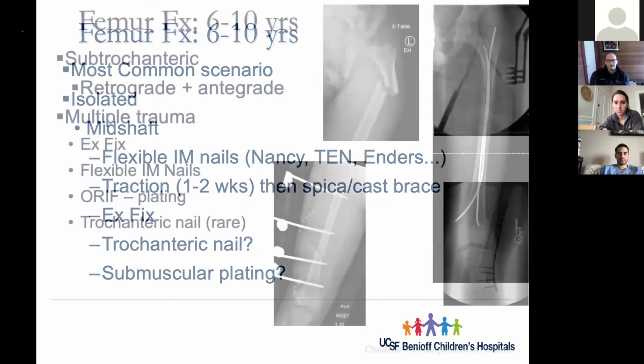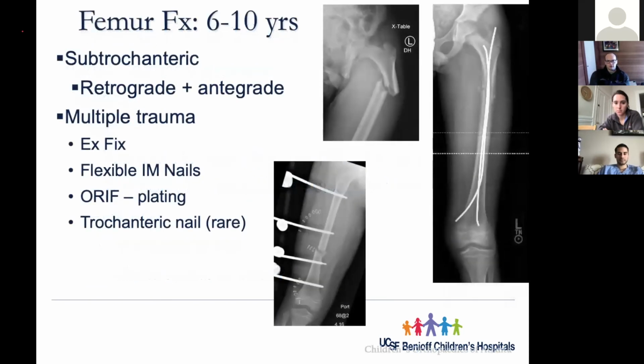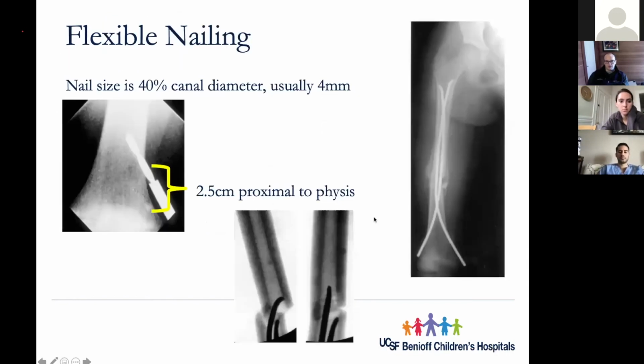So the older, the same child here may have some unique features. The more subtrochanteric you get, you may want to do a retrograde and an antegrade nail, to get better control of your proximal fragment. Additionally, external fixation or submuscular plating, which essentially acts like an internal external fixator, can be utilized for more of these multiply injured or unique fracture fragments.